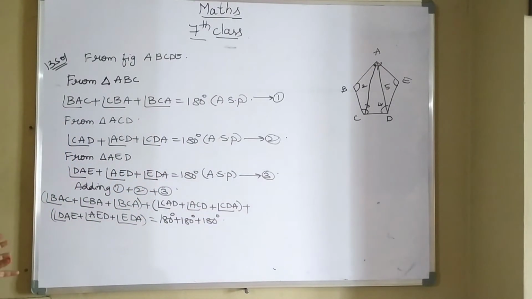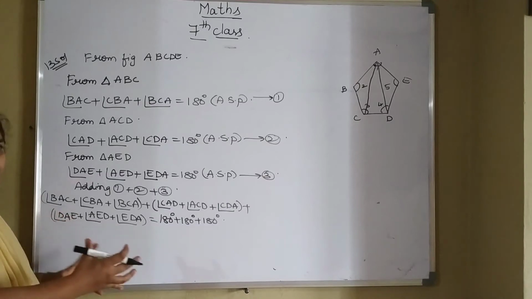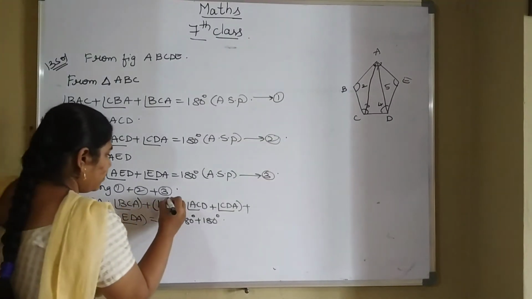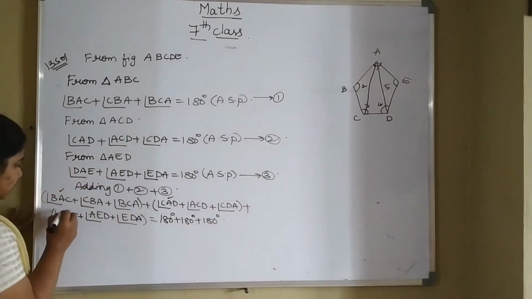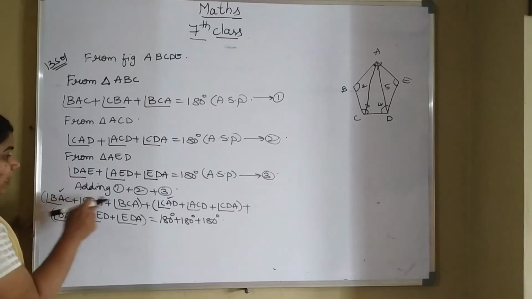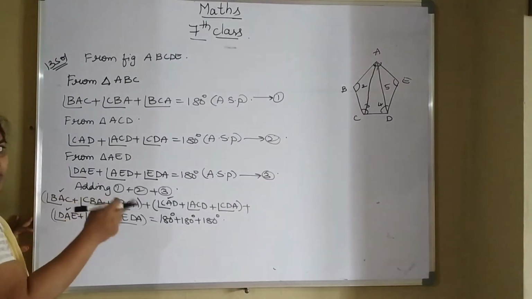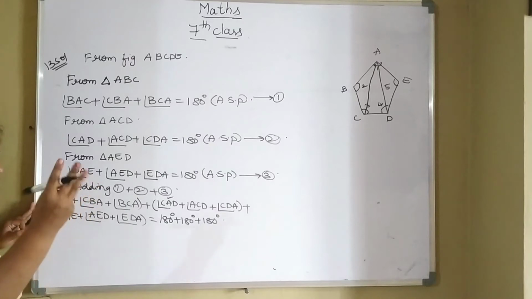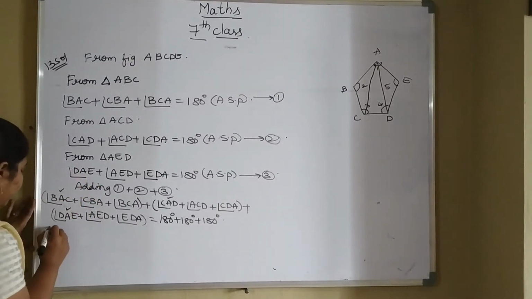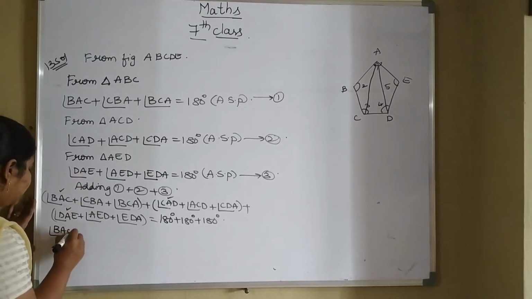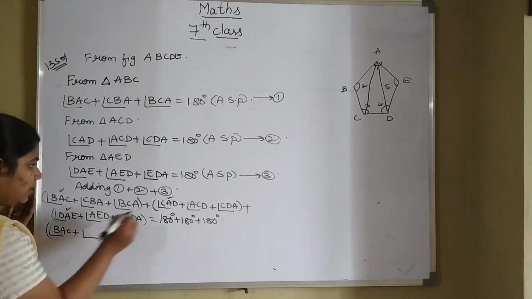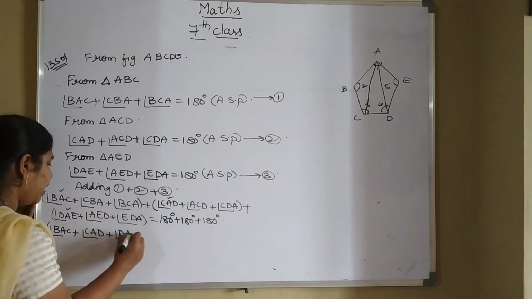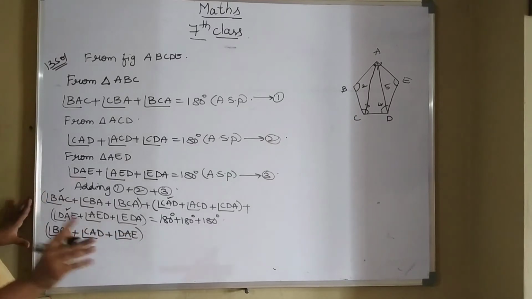Okay, now bring all the same angles together. So what is angle A here? Angle A, you have to see the middle alphabet. The middle alphabet belongs to the angle. Only three angle A's are there. What are they? Angle BAC plus angle CAD plus angle DAE. This is the full angle A.